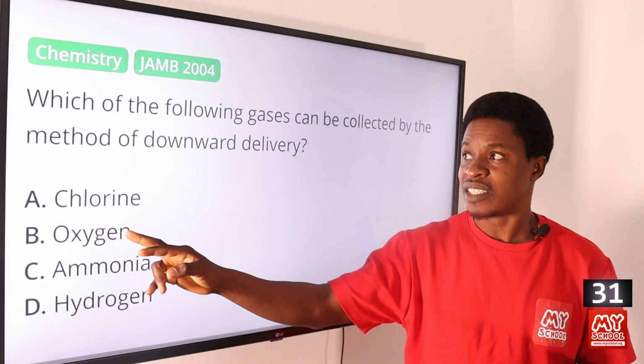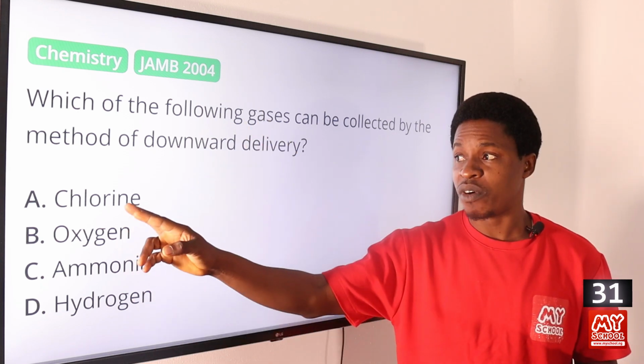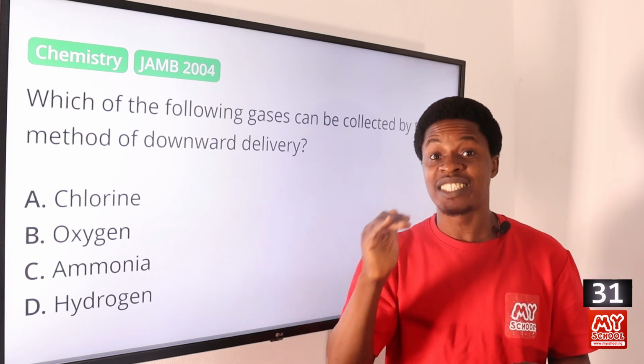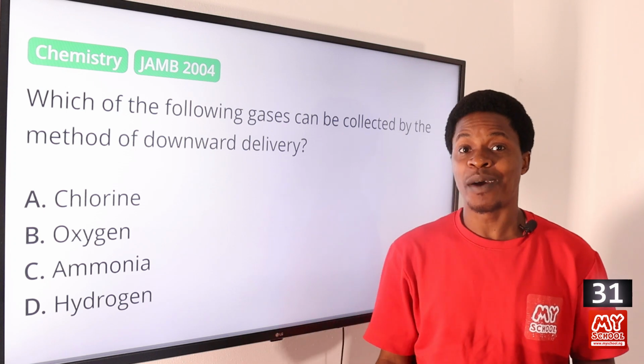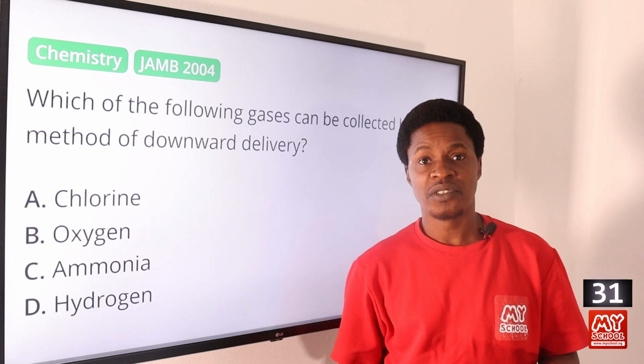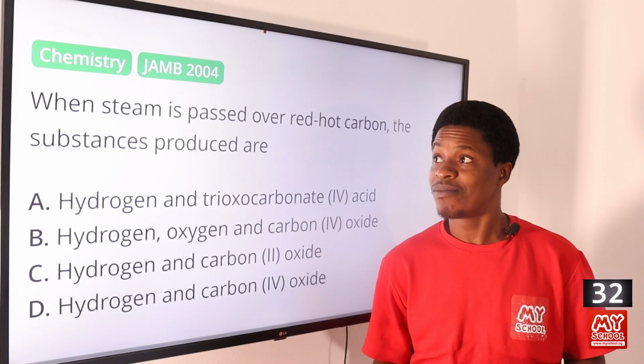Oxygen is actually less dense than air. Ammonia the same, and hydrogen, but chlorine is the one that is denser than what? Than air. So because it is denser than air, it can be collected by what? Downward delivery. So based on that, the correct answer is option A, chlorine. Let's move on to question number 32.